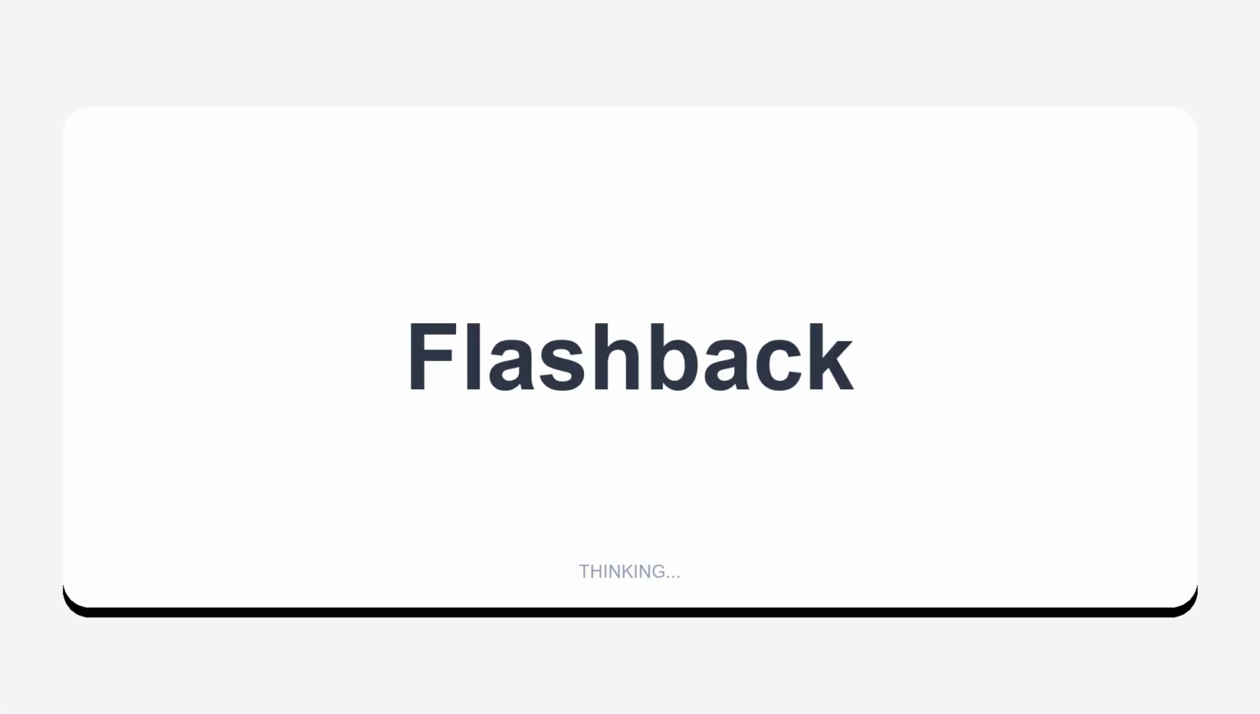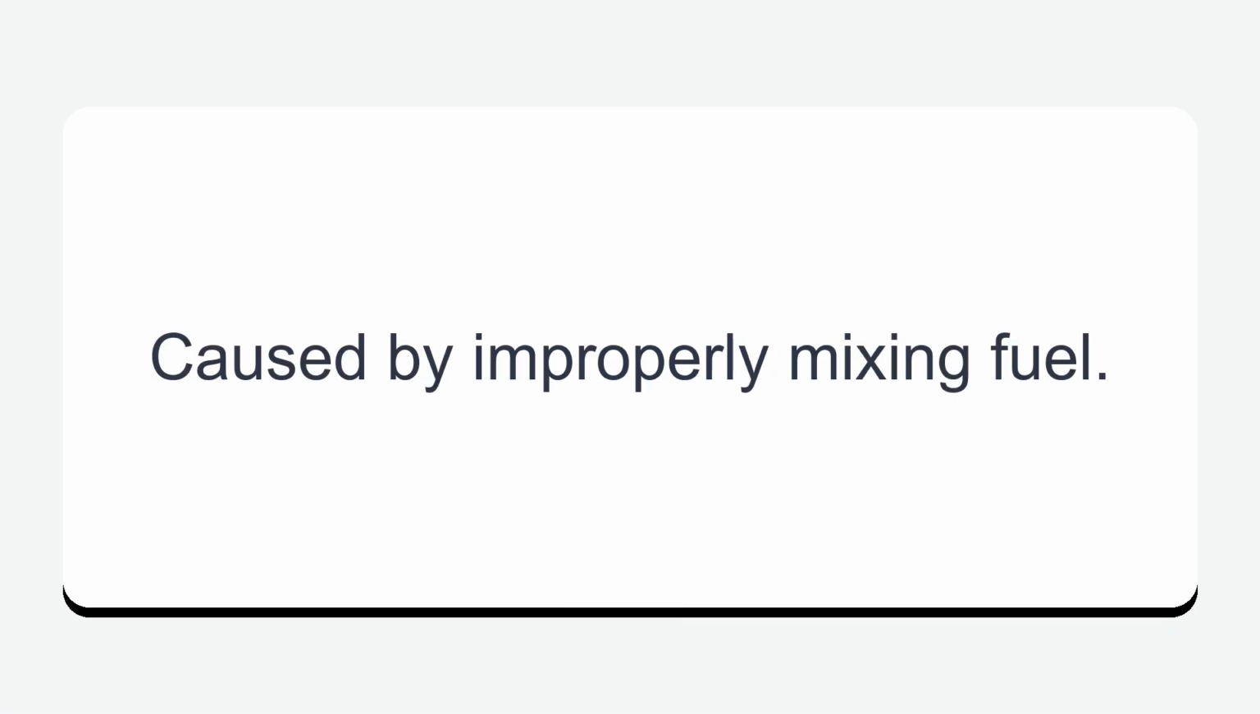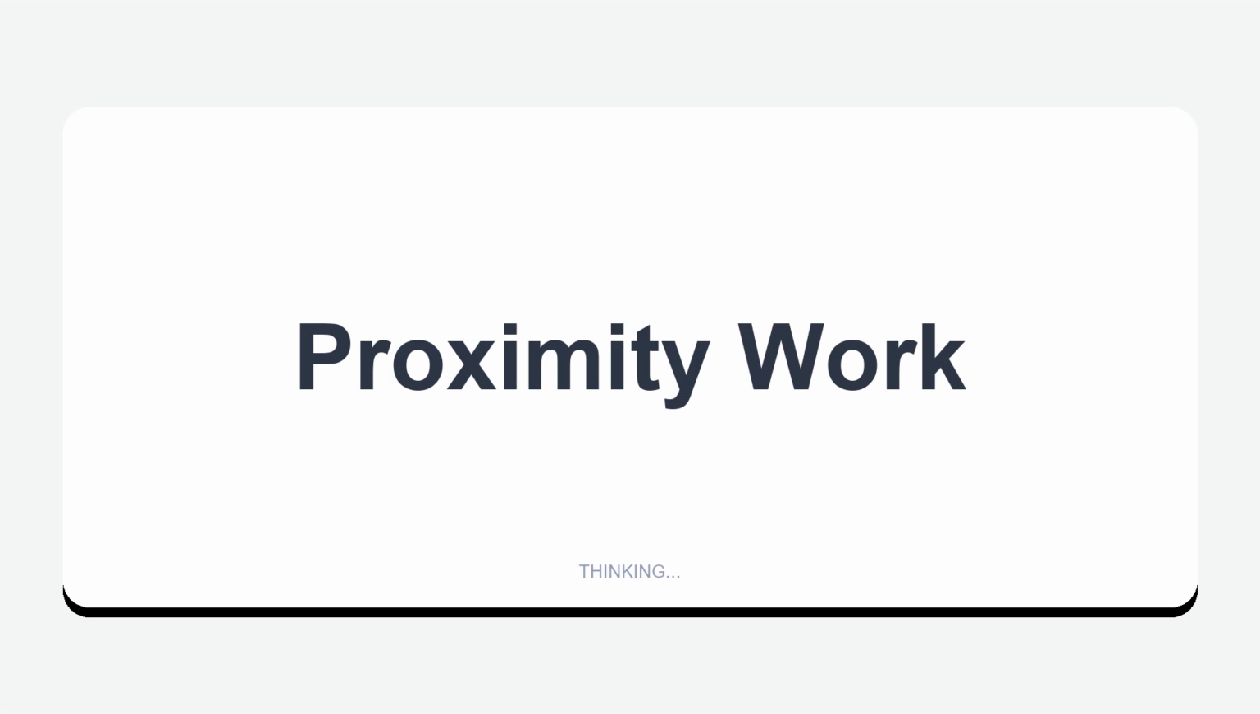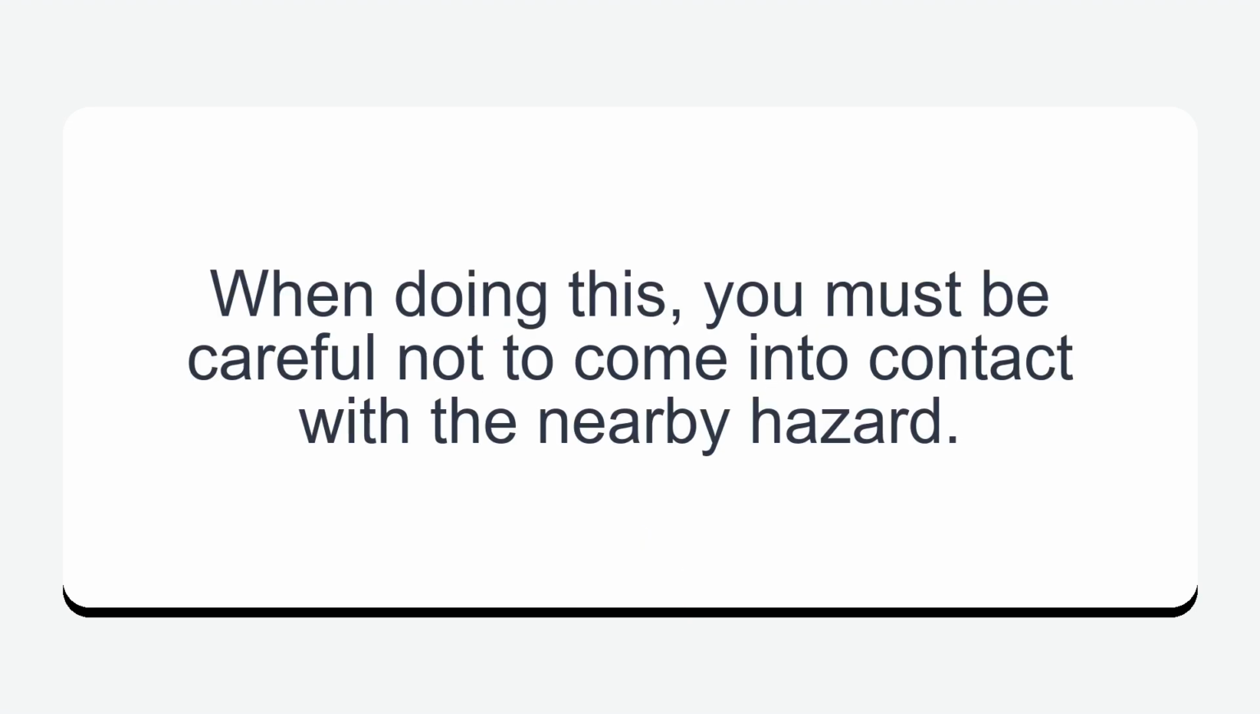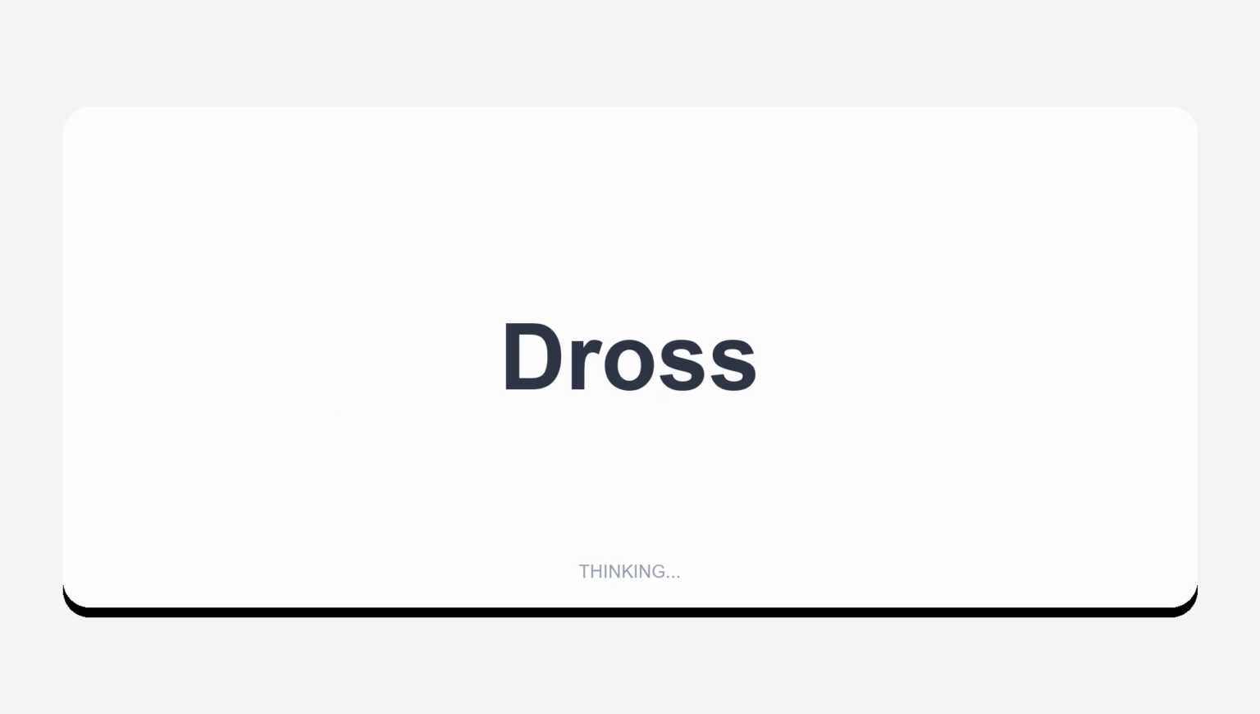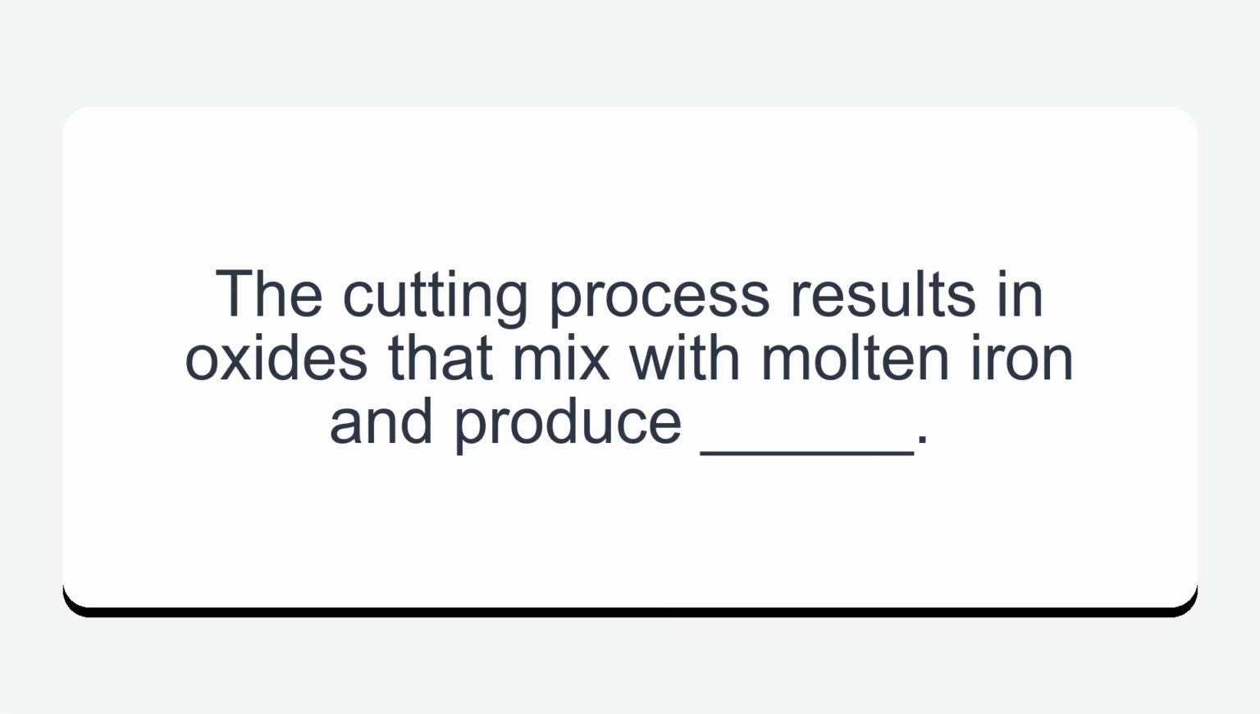Flashback: caused by improperly mixing fuel. Proximity work: when doing this, you must be careful not to come into contact with the nearby hazard. Dross: the cutting process results in oxides that mix with molten iron and produce dross.